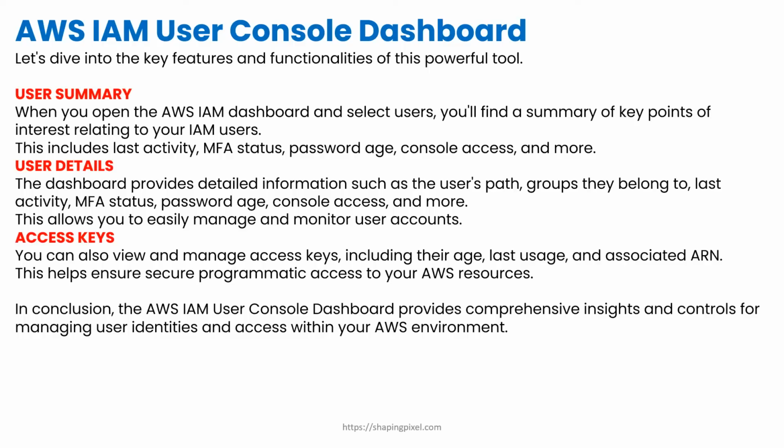AWS IAM User Console Dashboard. Let's dive into the key features and functionalities of this powerful tool. When you open the AWS IAM dashboard and select users, you will find a summary of key points of interest relating to your IAM users. These include last activity, MFA status, password age, console access, and more. The dashboard provides detailed information such as the user's path, groups they belong to, last activity, MFA status, password age, console access, and more. These allow you to easily manage and monitor user accounts.